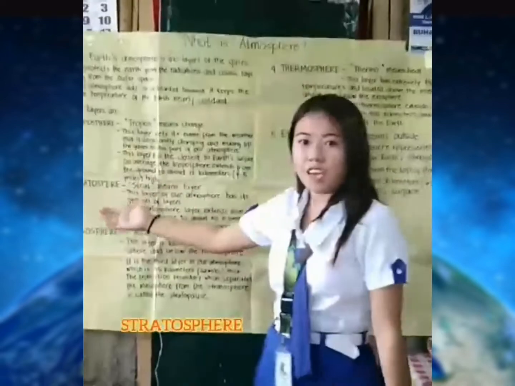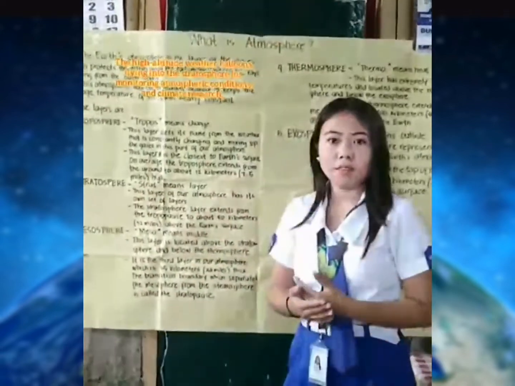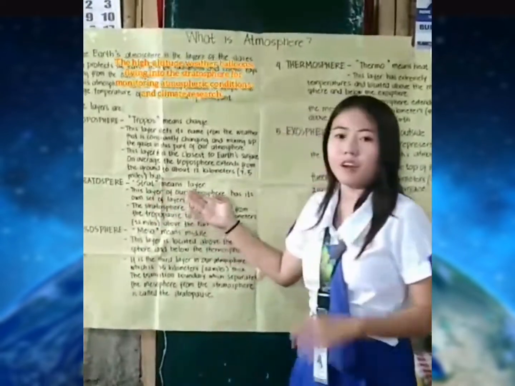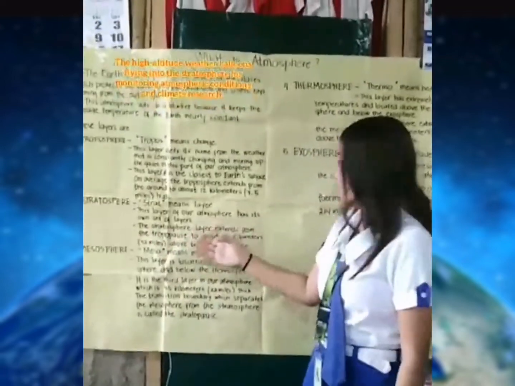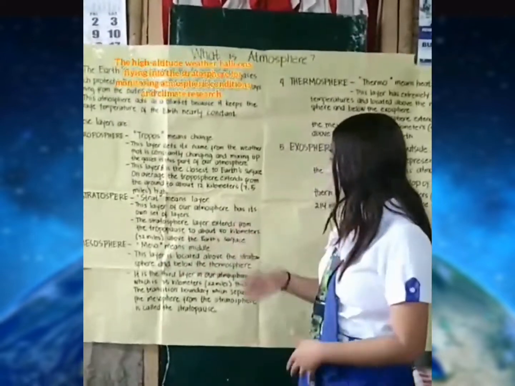Our second layer is stratosphere. So what is stratosphere? Strat means layer. This layer of our atmosphere has its own set of layers. The stratosphere layer extends from the tropopause to about 50 kilometers or 32 miles above the Earth's surface.